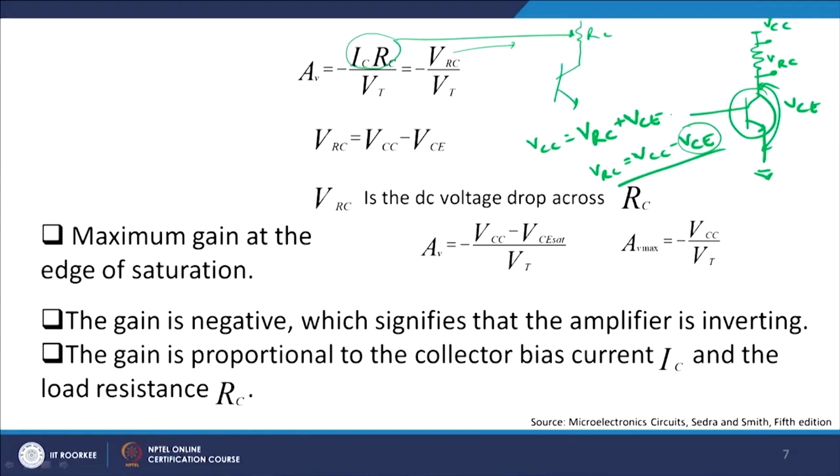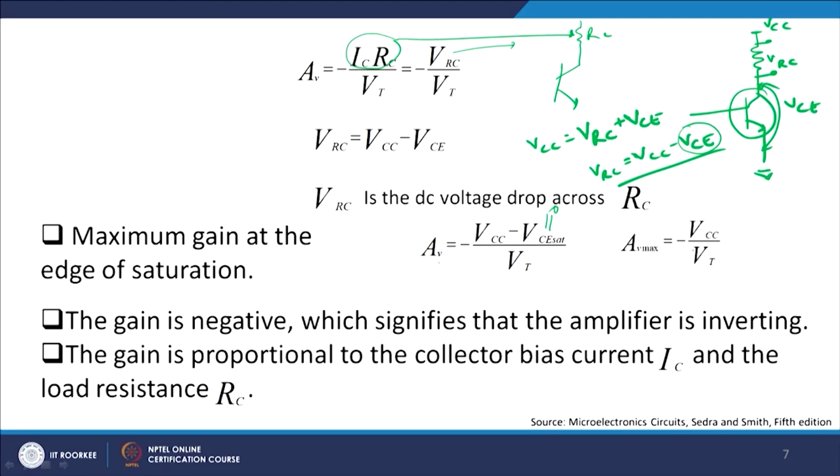In saturation, VCE sat will typically be very small and VRC will be approximately equal to VCC, and you get a very high gain. But then you have to ensure that you do not go into saturation. So, where do you stay? You stay within the active region of operation of the device. Therefore, I get AV equals minus (VCC minus VCE sat) by VT, and therefore the maximum value AV max occurs at VCE sat.